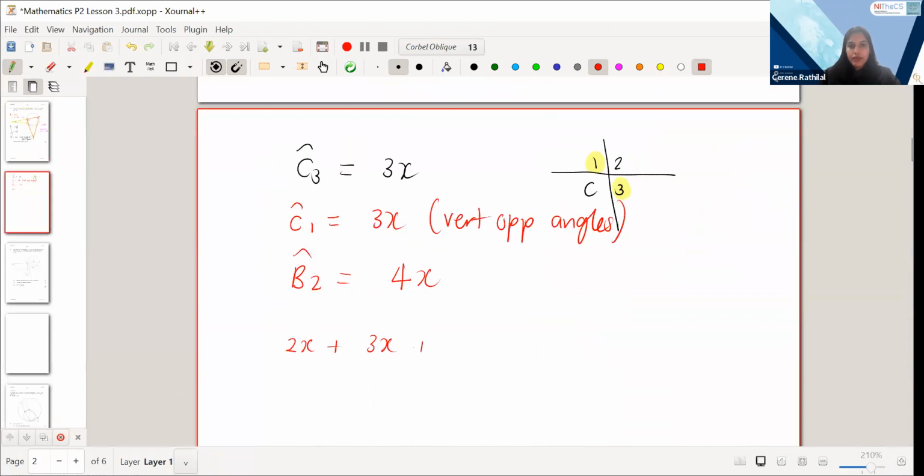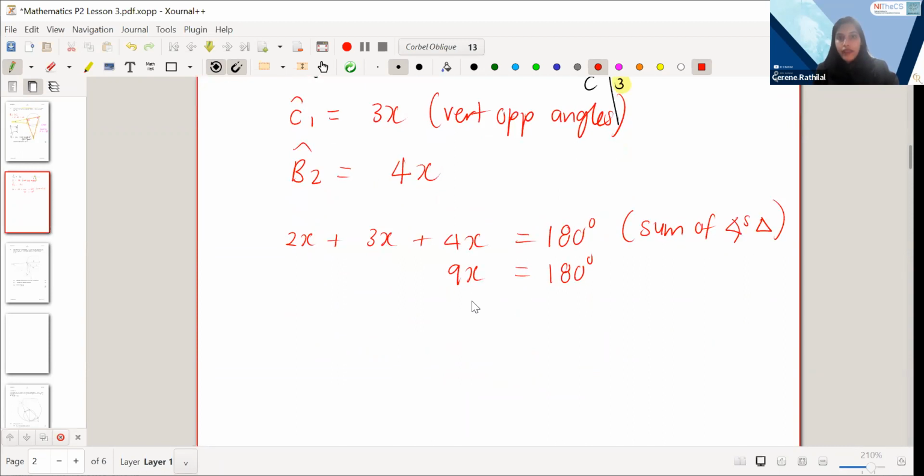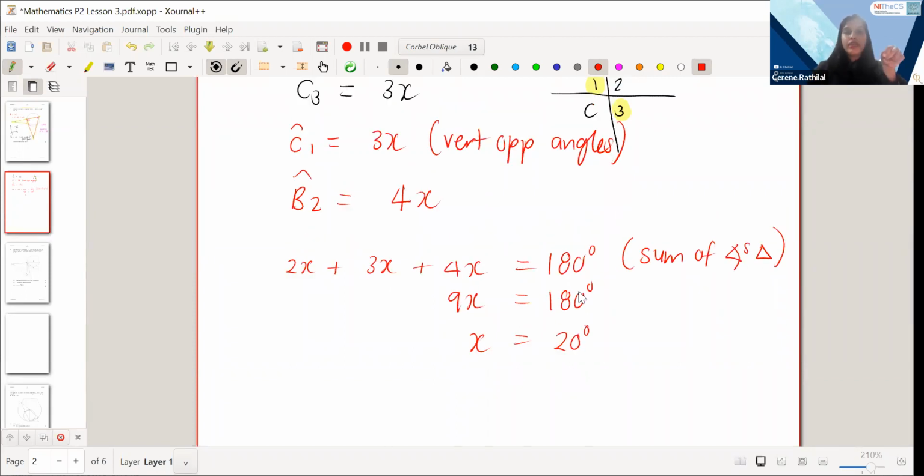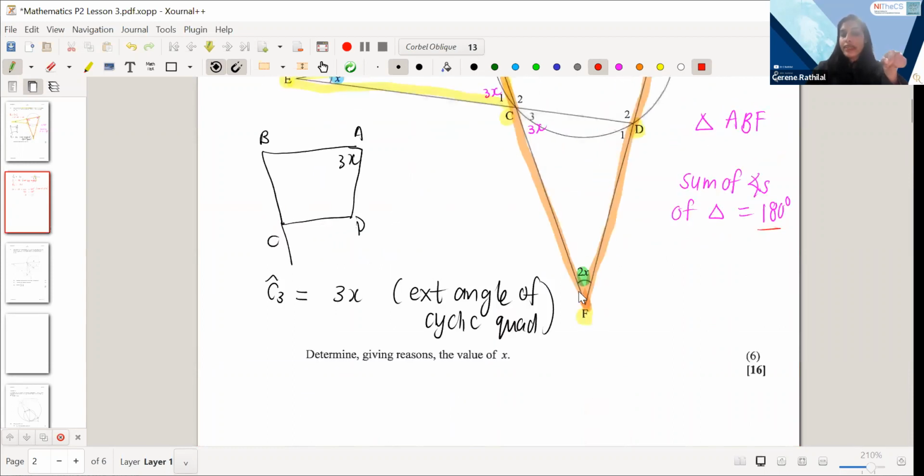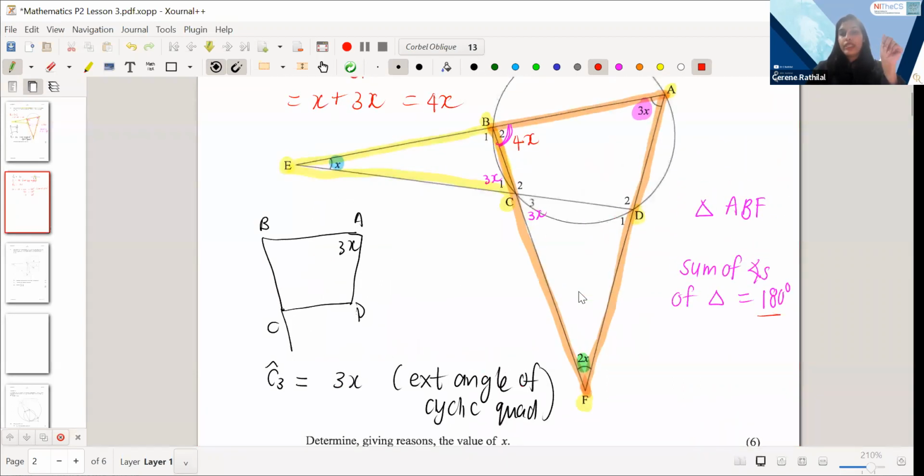2x plus 3x plus 4x equals 180 degrees. But what's the sum of this? This is nothing but 9x equals 180 degrees. What is the reason I could write down the first line? It's because of the sum of the angles in a triangle. Okay, so that's just the shorthand that you are allowed to use in school. And then, of course, we see that x is 180 degrees divided by 9, which gives you 20 degrees. So that means that what we wanted to solve for, which is x, is equal to 20 degrees.